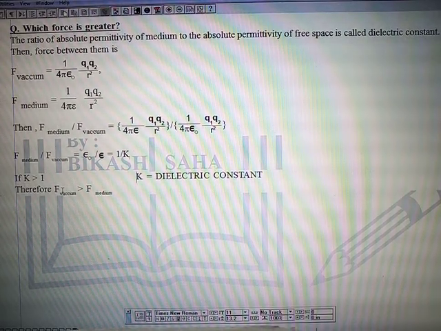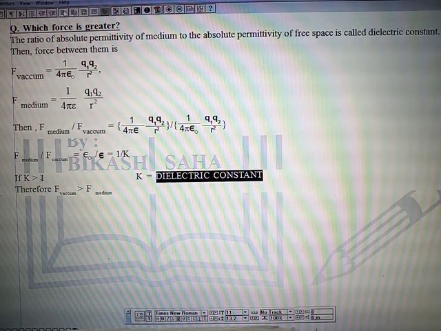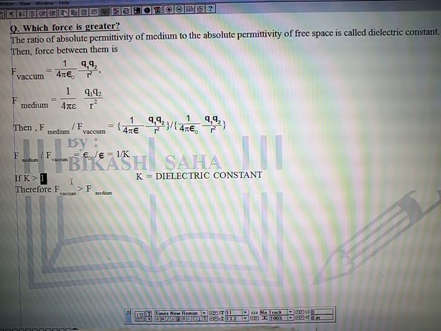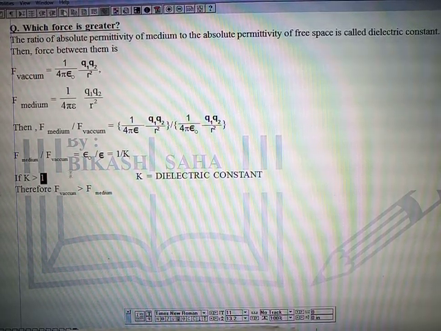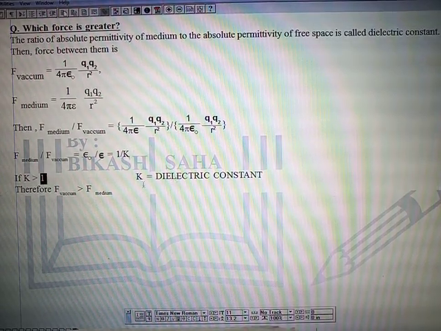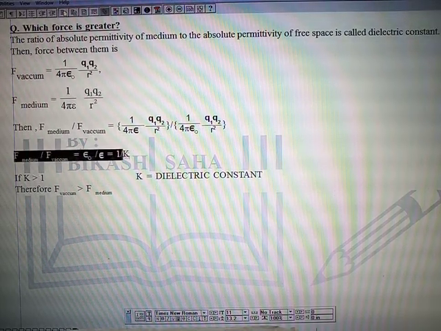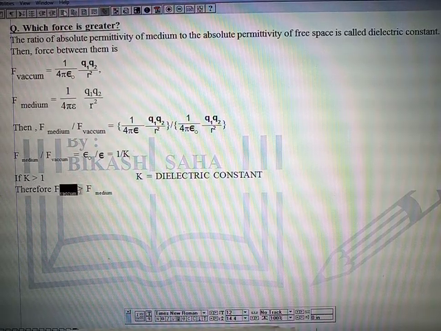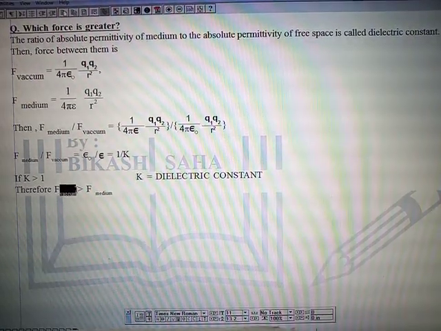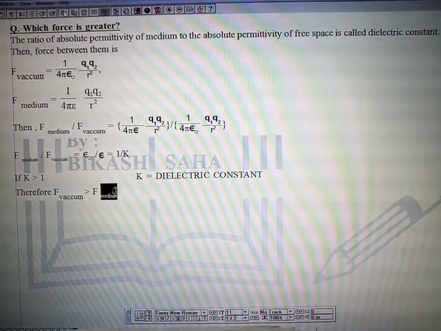Every dielectric medium has a constant value known as the dielectric constant, where for air it is 1, and for all dielectric mediums it is more than 1. Therefore, after dividing this, we will get that the force in the vacuum is greater than the force in the medium.